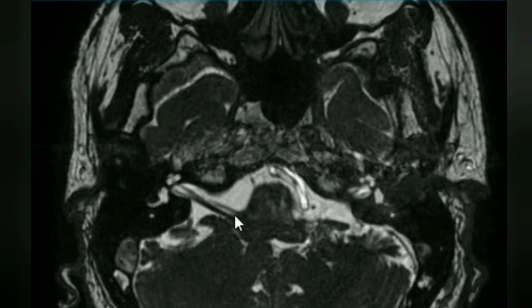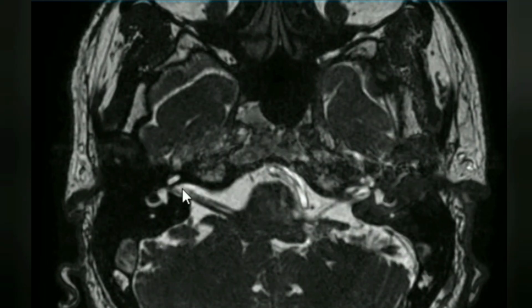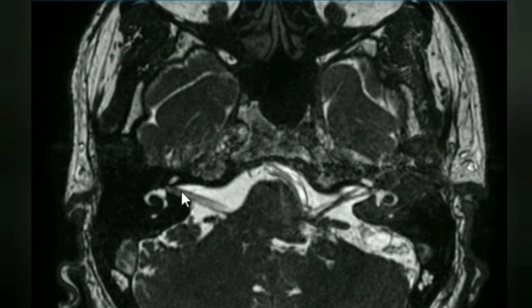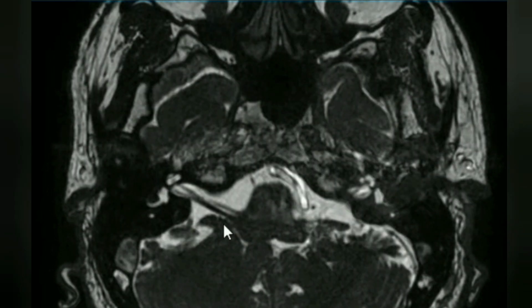The seventh cranial nerve is the facial nerve. Here we can see this is the course of the facial nerve and it enters into the internal auditory canal and then further enters into the temporal bone, which we can't see on MRI. The facial nerve lies anterior and superior to the vestibulocochlear nerve.